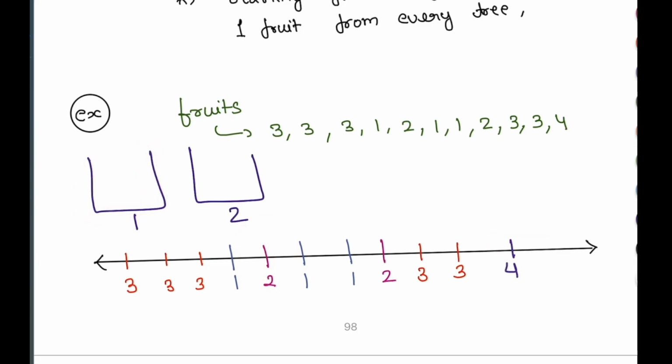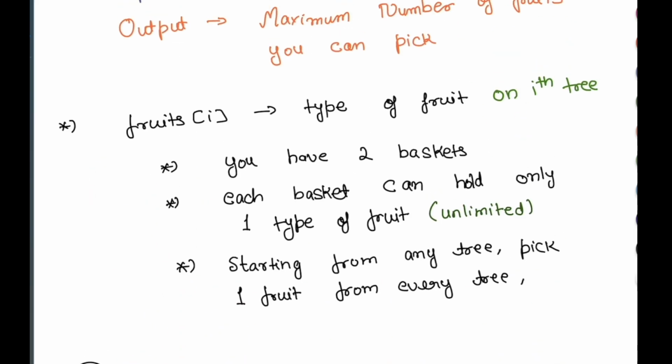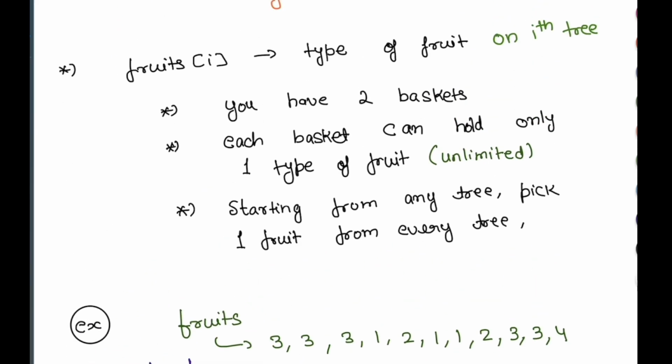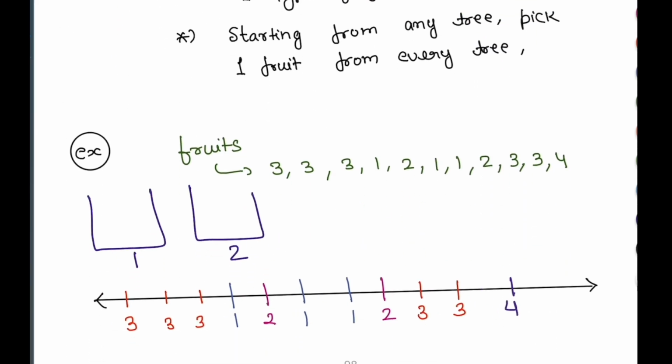But I have two baskets, right? So I can select two different types of fruits and keep it in the basket. We cannot pick three types of fruit. Now we need to maximize the number of fruits we can pick, but I understand that since I have two baskets, I can only pick two types of fruits. Now the rule of picking is this one.